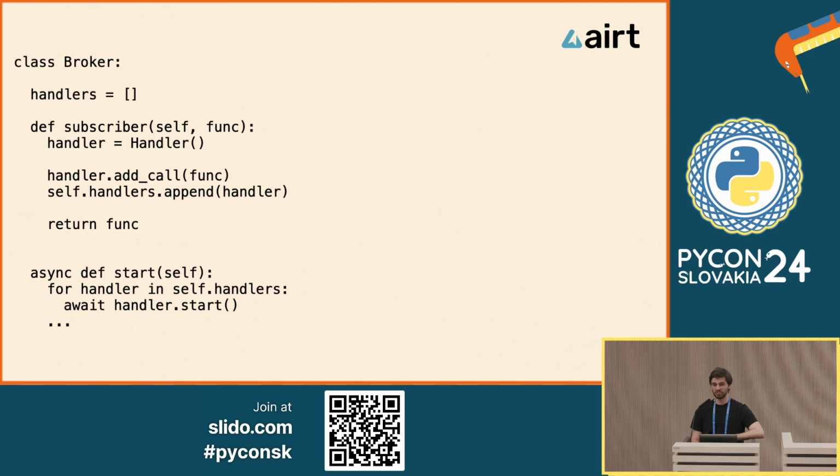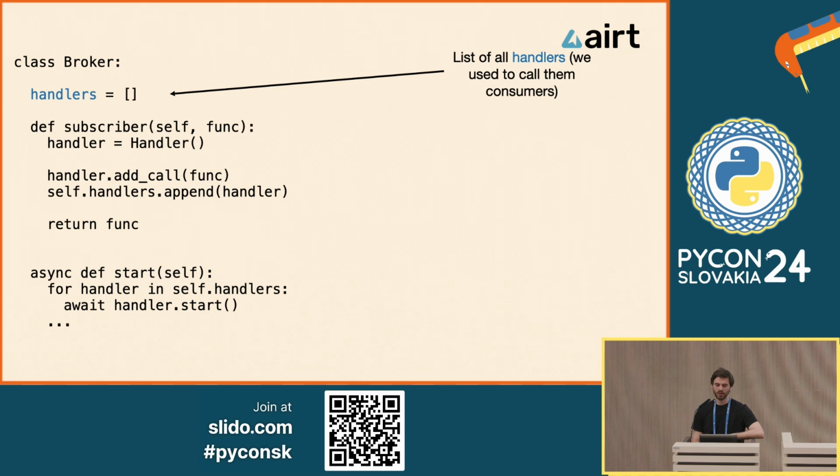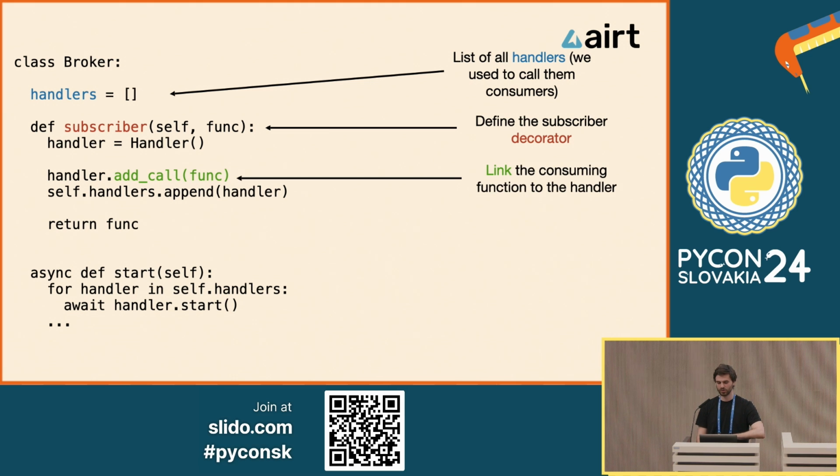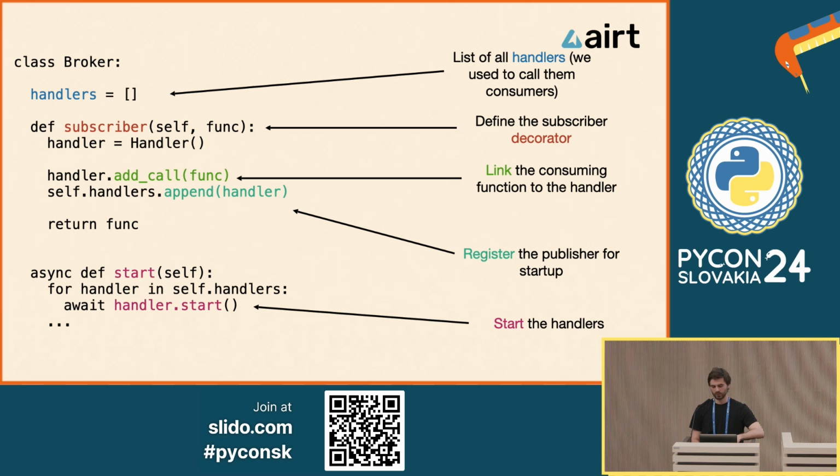For the consumers, it's a bit simpler, because we don't need to record the return values and produce them to our brokers. So we also have a list of handlers. We used to call them consumers, but when we introduced Propan and when we introduced NATS and Redis, we saw that more people are using handlers, and Kafka usually uses consumers and producers. So you define your subscriber decorator, you link it to your handler, which will, when you get some messages into your queue, call this function with those messages. And then you register it to be started up when you start up your broker. So when you call async def start, it will go through all of the handlers and call start on them.